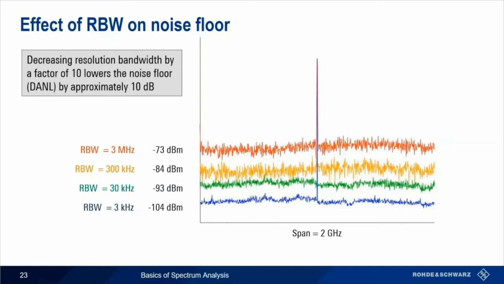And you may have noticed that decreasing the resolution bandwidth by a factor of 10 lowers the noise floor by about 10 dB. And as a practical matter, if we want to see signals close to the noise floor, we should use a narrow resolution bandwidth.